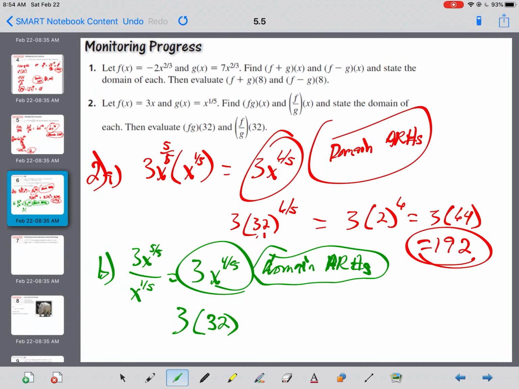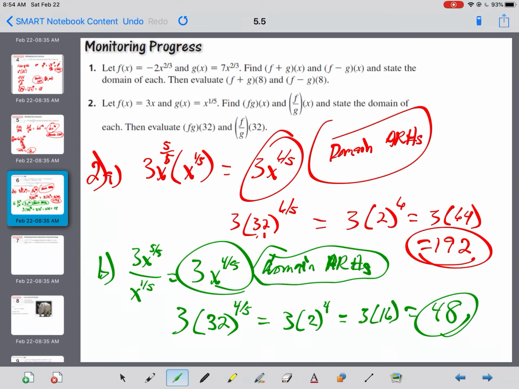3, we're going to stick in the 32 to the 4/5. We figured out the 5th root of 32 is 2, so that's 3 times 2 to the 4th. 2 to the 4th, 2 times 2 is 4, times 2 is 8, times 2 is 16, so that's 3 times 16. 3 times 10 is 30, 3 times 6 is 18, so that's 48. That's how it works.